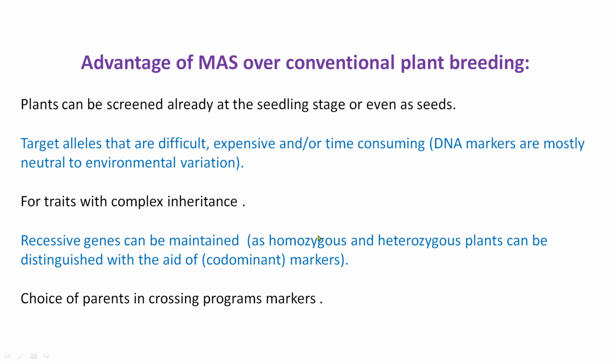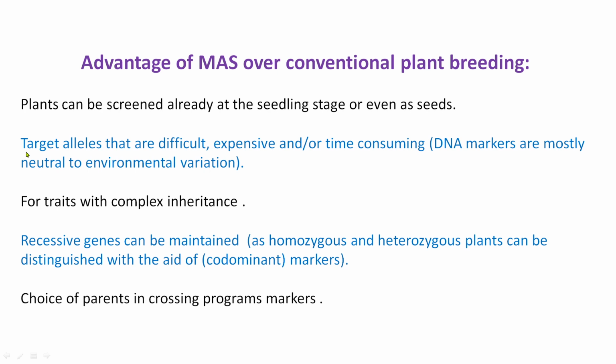Here are some of the advantages of marker-assisted selection over conventional plant breeding. First, plants can be screened or selected at the seedling stage or even before growing, since you can extract DNA from seedlings or seeds. This avoids time consumption. You can select plants based on DNA markers from the seedling stage itself, while in conventional plant breeding you have to wait all the way to maturity to express the yield.